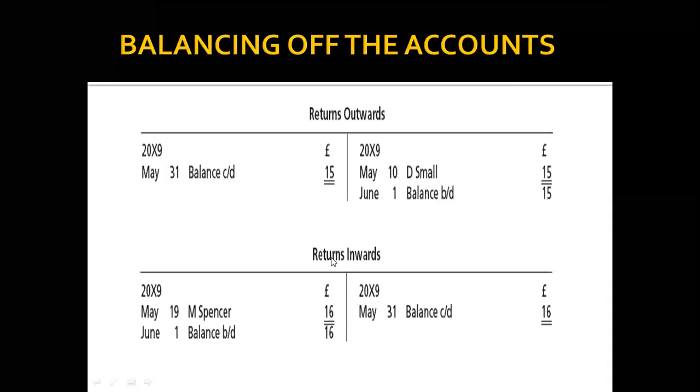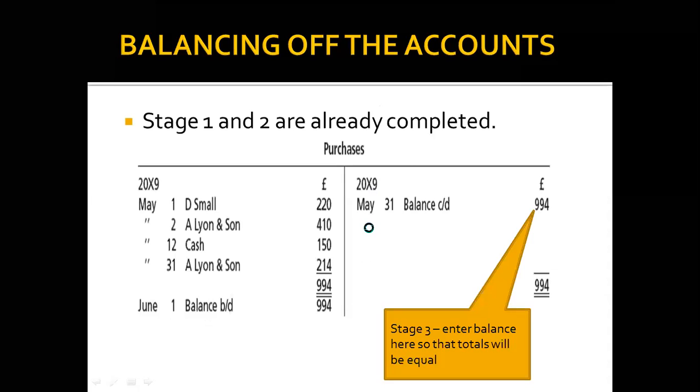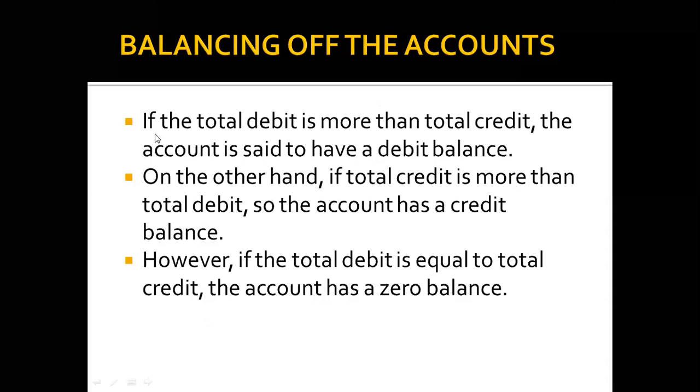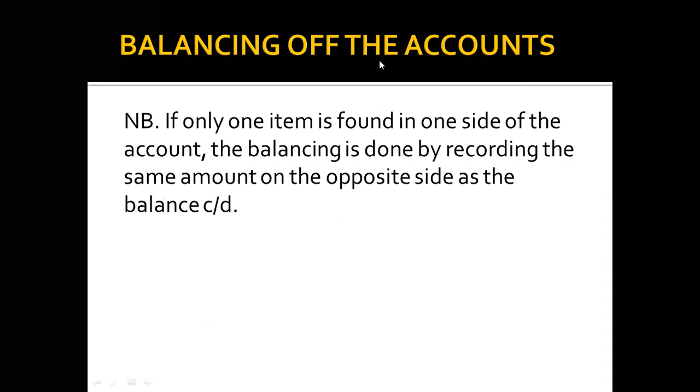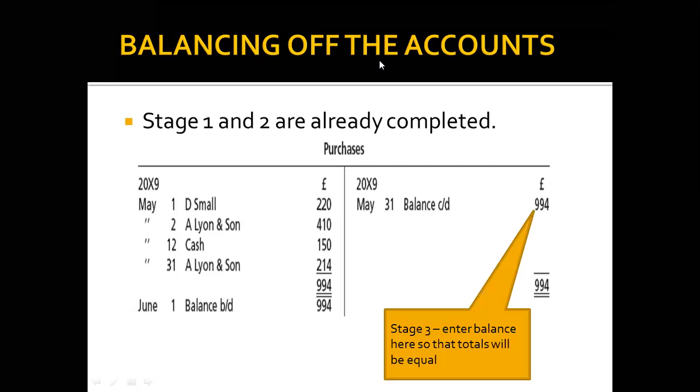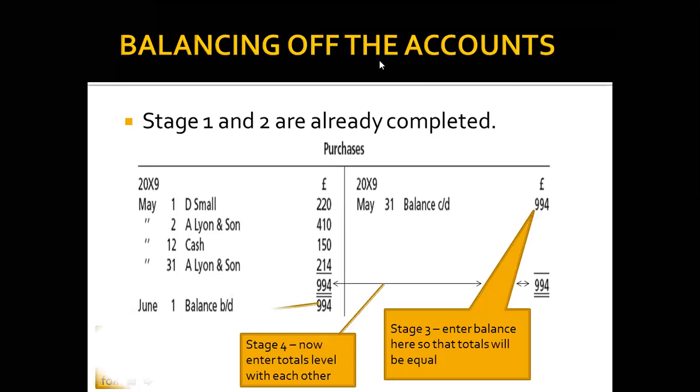No, let's go back to something else before I go forward. Watch this now. If the total debit is more than the total credit, the account is said to have a debit balance. On the other hand, if the total credit is more than the total debit, the account has a credit balance. And I said also that if you see balance b/d, whichever side you see balance b/d on, that's the name of the balance.